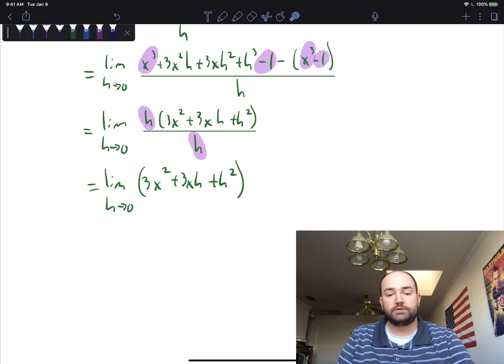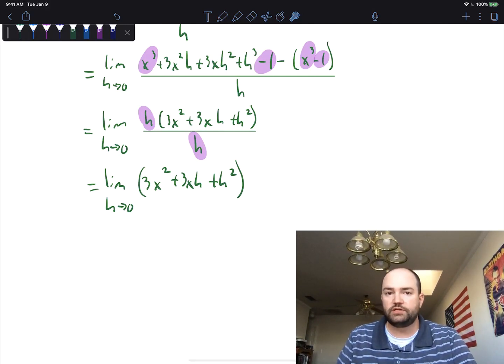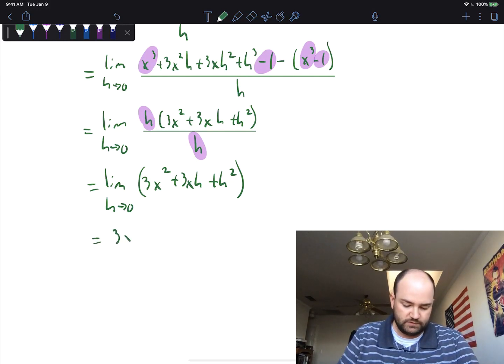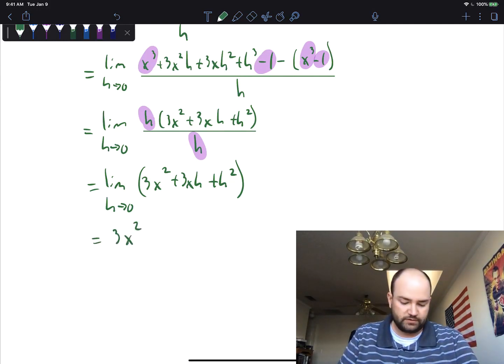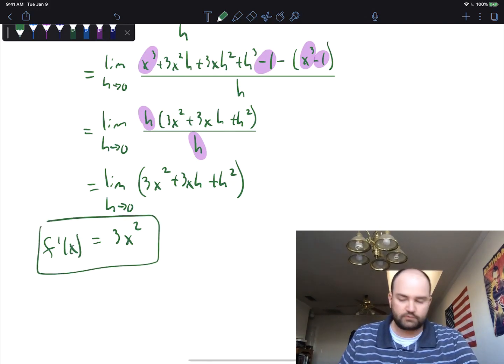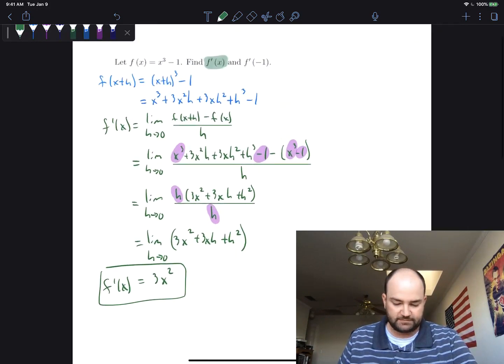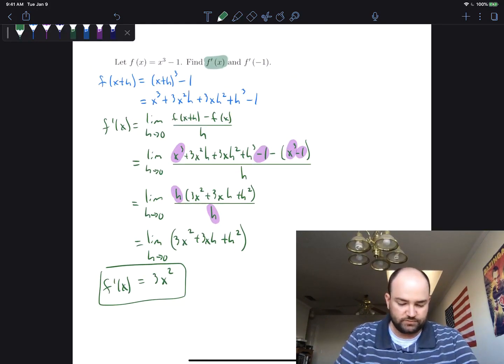And now, because this is just a polynomial right here, we need to replace the h's in this function with 0. And any term where they appear, they go to 0. So the only thing we're left with here is just 3x squared. So f prime of x is going to be 3x squared here. Outstanding. That was the first question.